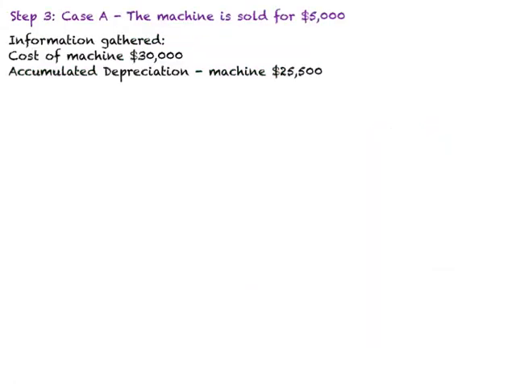We're going to look at step 3, case A. The machine is sold for $5,000. The following information we already have: cost of machine $30,000, accumulated depreciation from the machine $25,500. What we need to do is determine the book value, because we're going to be looking at the book value minus the sales price to determine if this machine is sold for a gain or a loss.